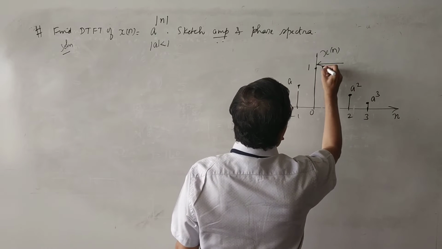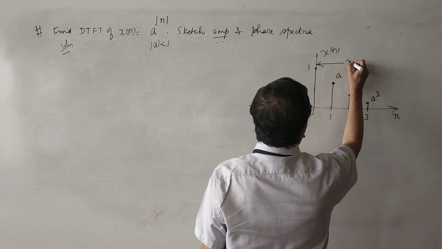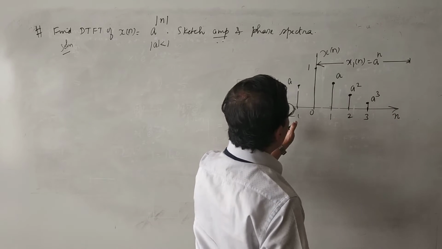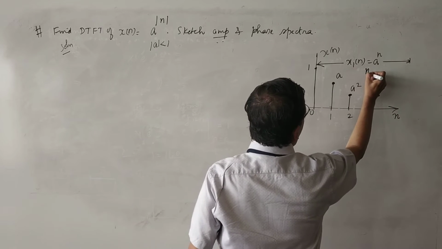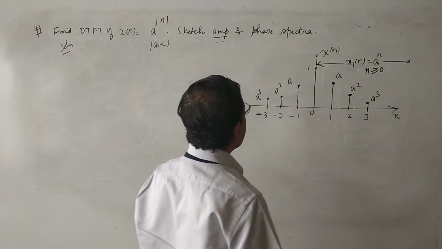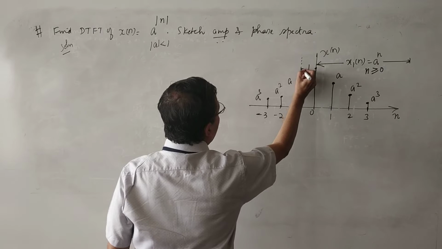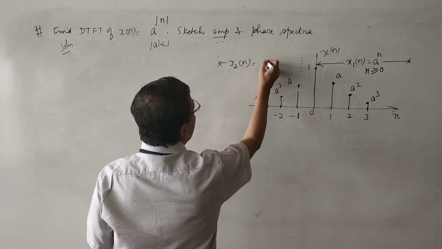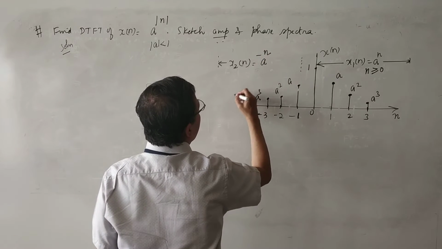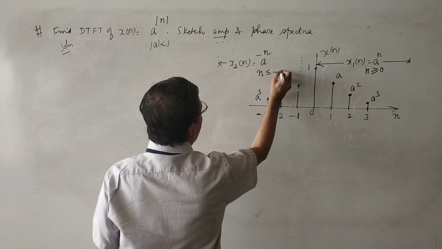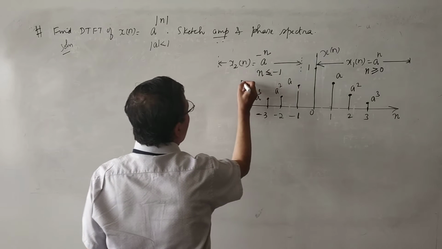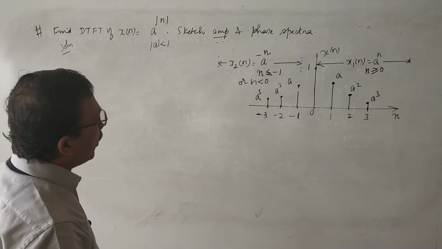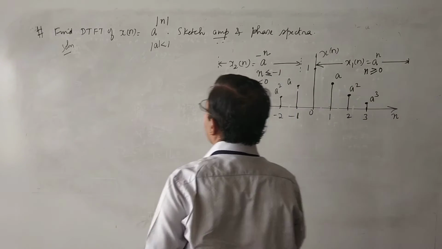This part of the signal is defined by the expression x1 of n is equal to a to the power n, from n equal to 0 to n equal to infinity. This is the expression for n greater than or equal to 0. From n equal to minus 1 to minus infinity, we define it by x2 of n equals a to the power minus n. This is for n less than or equal to minus 1, which is the same as n less than 0. So x of n is x1 of n plus x2 of n.